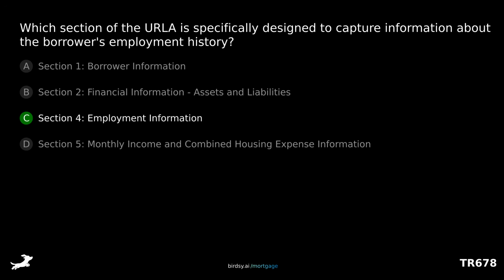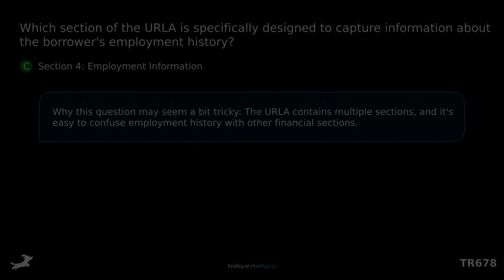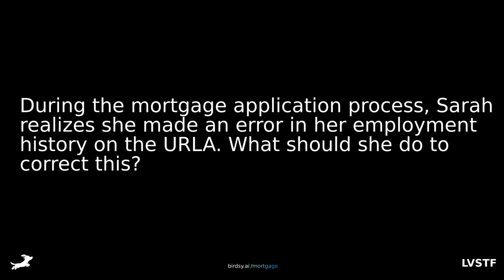The answer is C, Section 4, Employment Information. Why this question may seem a bit tricky: the URLA contains multiple sections and it's easy to confuse employment history with other financial sections. During the mortgage application process, Sarah realizes she made an error in her employment history on the URLA. What should she do to correct this?